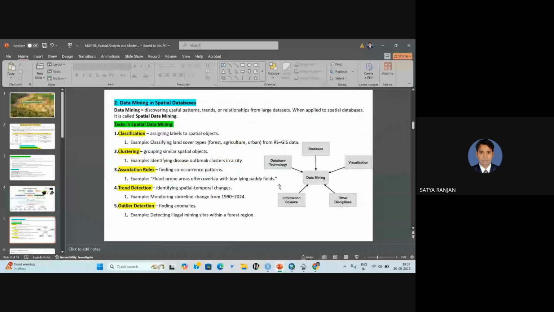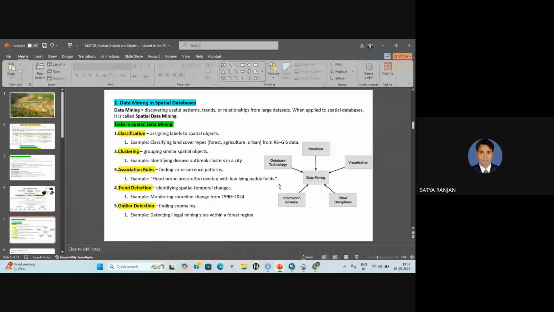Then data mining in spatial databases. In data mining, generally, it is discovering useful patterns, trends, and relationships from different data sets. When applied to spatial databases, it is called spatial data mining. Data mining involves visualizing data, statistics, other disciplines, information science, and database technology. A lot of patterns, trends, and relationships are drawn from the database. That is called data mining.